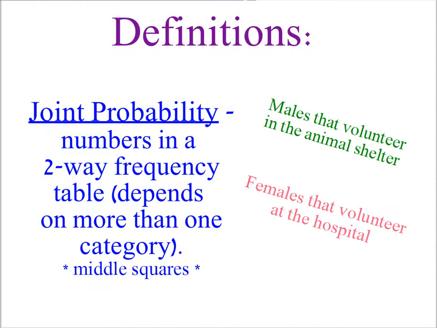So now we're going to write down a couple of quick definitions. First, we have joint probability. Probability is like the chances of something happening, right? Joint probability are the numbers in a two-way frequency table that depend on more than one category. So that's why it's called joint, because it joins together two categories. Those are the middle squares on my diagram.